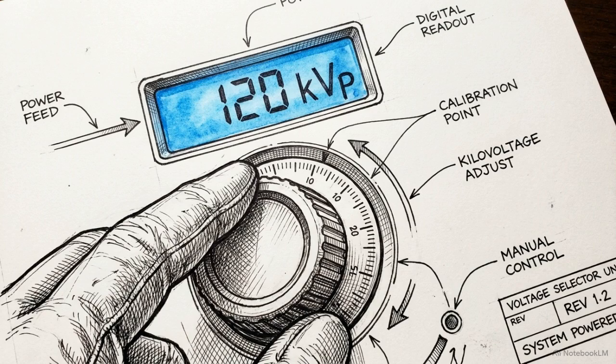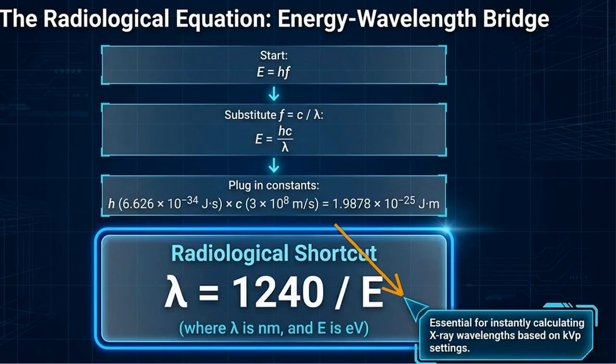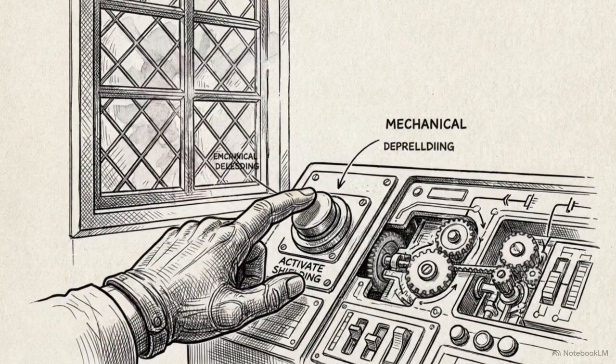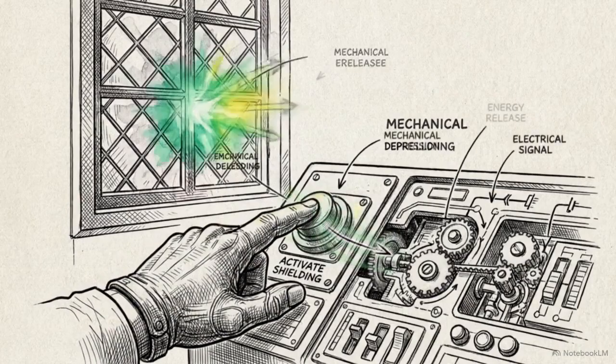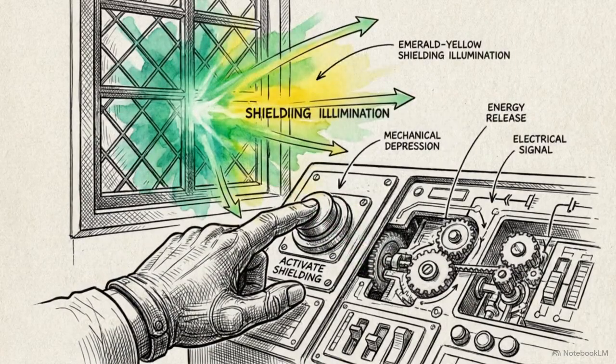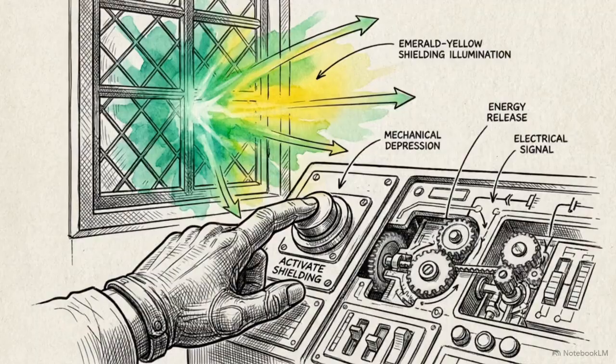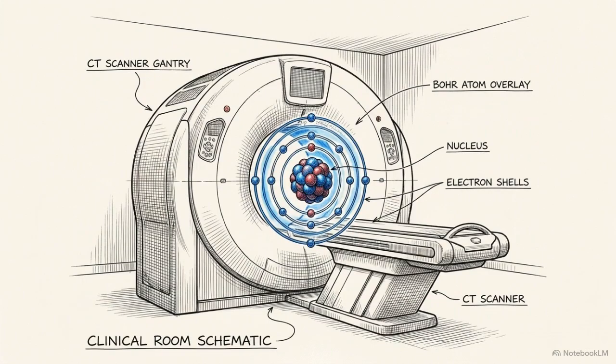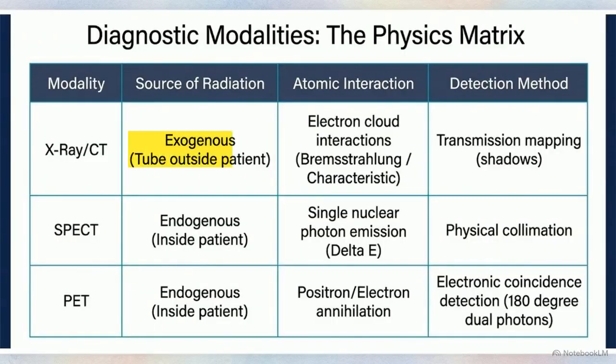This equation is used to calculate X-ray wavelengths based on the console settings. By selecting a kVp value, a technologist is directly applying these quantum transition equations to control patient dose. These atomic principles determine the operational limits of diagnostic machinery. Structural imaging, like X-ray and CT, are exogenous modalities, where the radiation source is outside the patient. These rely on transmission mapping and electron cloud interactions.